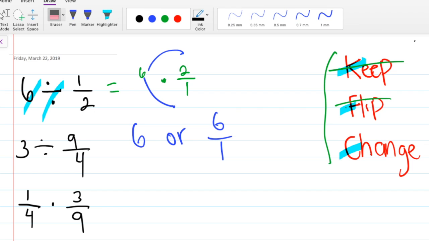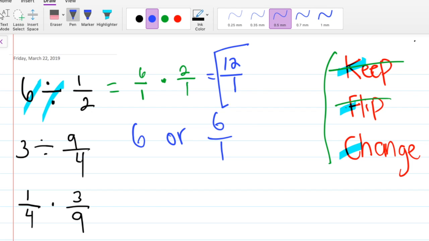So what do you have to do now? You have to put this 6 over 1. Okay, so now you can multiply and get the right answer. 6 times 2 is 12. 1 times 1 is 1. And that's your answer, or just 12.